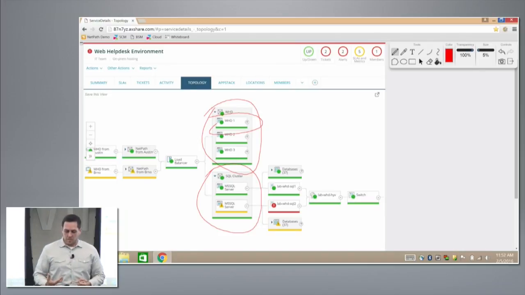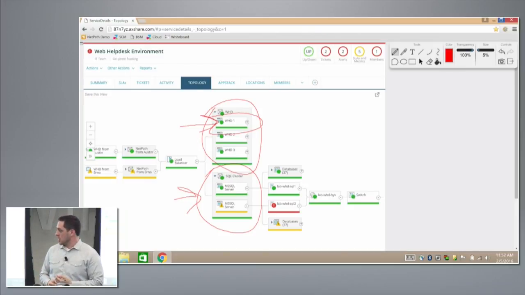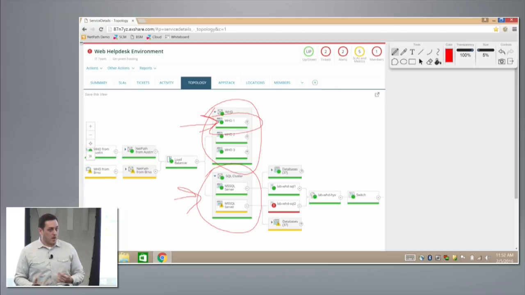So from simply going, hey, I want to determine business service levels with this web server, I've gone in the background, determined that we're communicating back and forth with this cluster of web servers, and then also communicating with this cluster of SQL servers. So it allows the immediate dynamic mapping of these services.